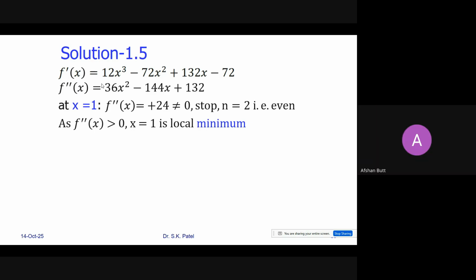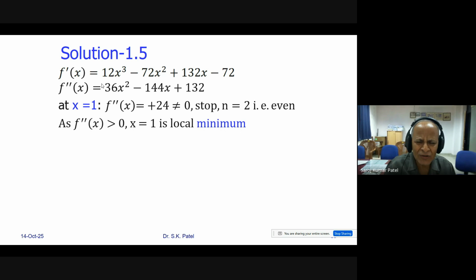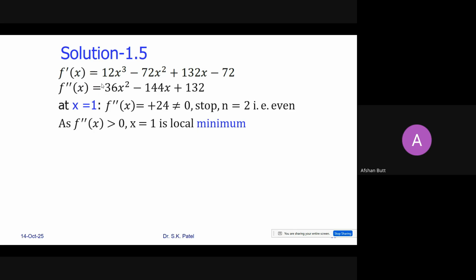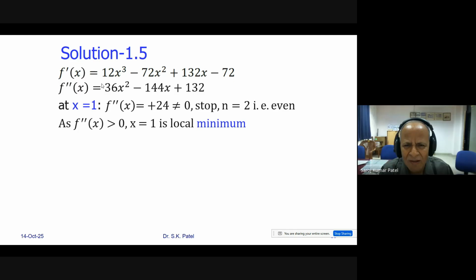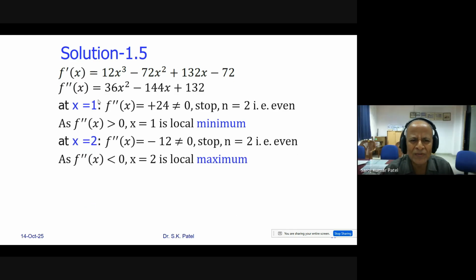At x is equal to 1, the function gives us the minimum value, x is equal to 3 minimum, x is equal to 2 maximum. Very good, very good. Let us check it. What is your name? Afsha, sir. Yeah, congratulations. So please check at x equal to 2, the double derivative. Did you get minus 12 there?